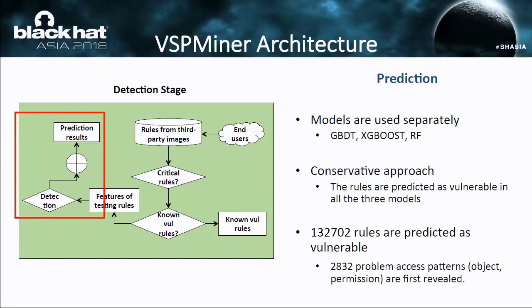And the models are used separately. Different from the approach used in SEAndroid, we use a more conservative approach: only if a rule is predicted as vulnerable in all three models will we label it as vulnerable. Finally, we get many vulnerable rules, such as more than 2,000 problem access patterns, which are first reviewed, and later we do a more statistical analysis on these vulnerable rules.